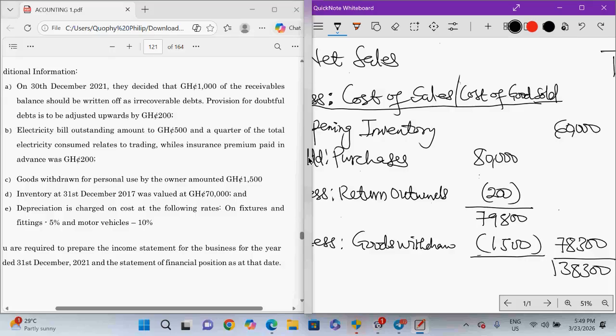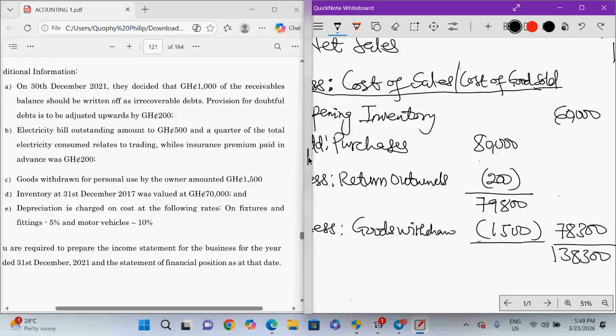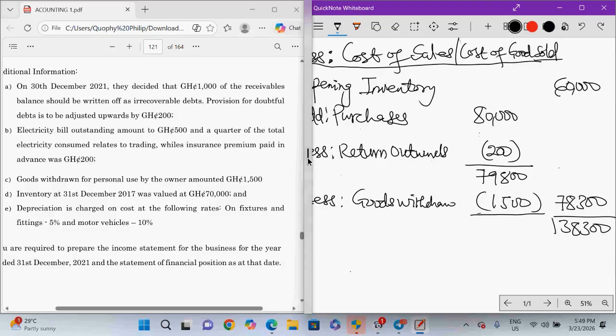Okay, what else? And we less the closing inventory. So what is the name given to this? Is it goods available for sale?